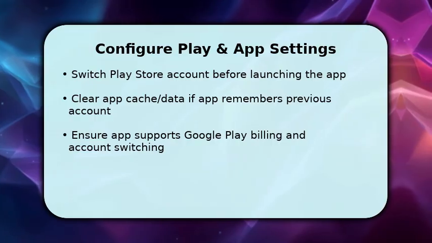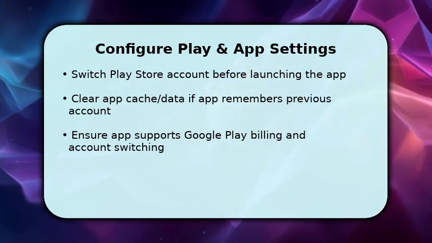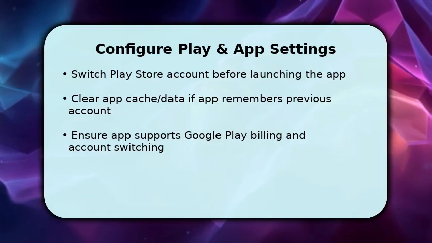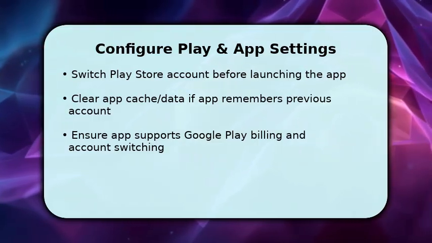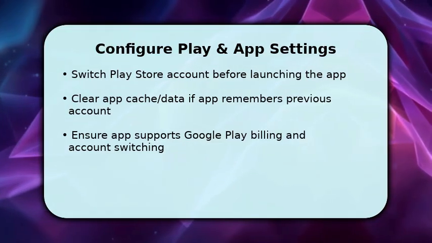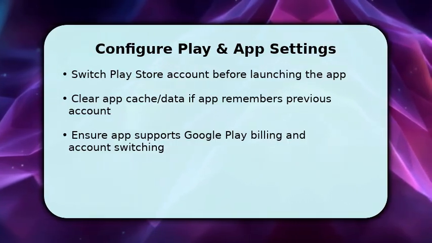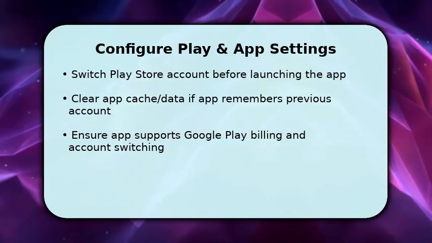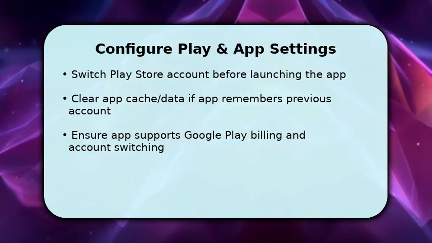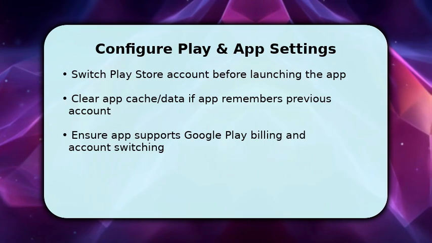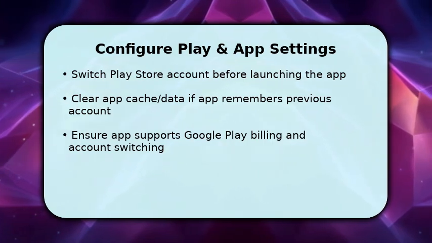If the app auto-restores purchases from the original account, clear its cache or data and sign in again with the desired account. Also confirm the app uses Google Play billing, otherwise it may bypass Play account selection. When finished, try a non-consumable or small test purchase to verify the billing account is the one you selected.